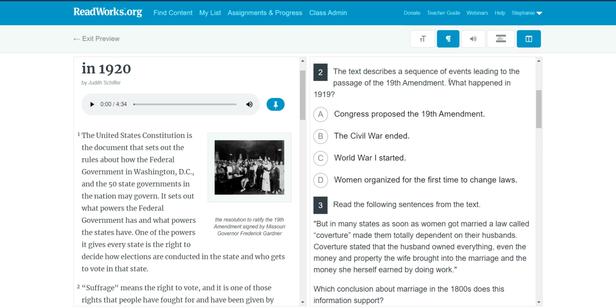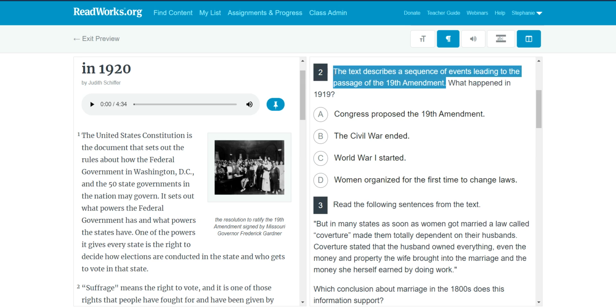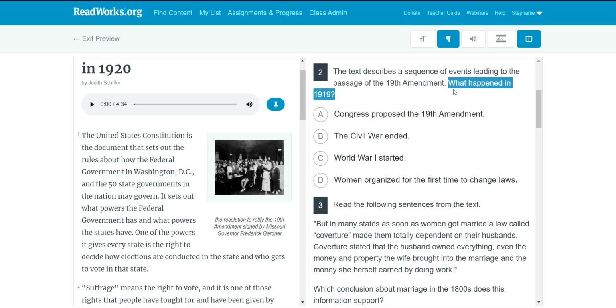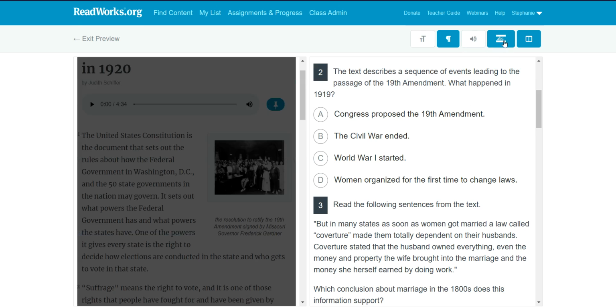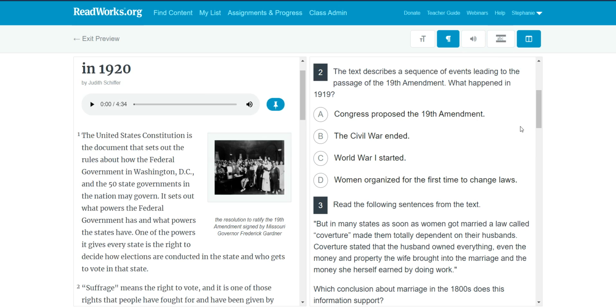The really important part is this, the actual question. It says, what happened in 1919? This is kind of there to distract you. This is what it actually wants to know. So you need to go, I would maybe pop my reading strip, and I would look for 1919 and see what's going on if you don't remember off the top of your head.